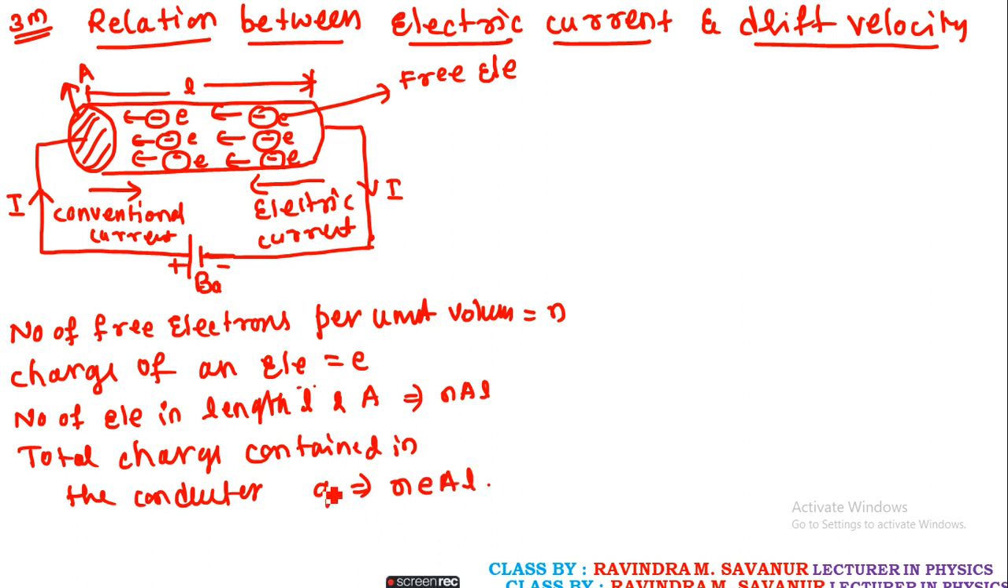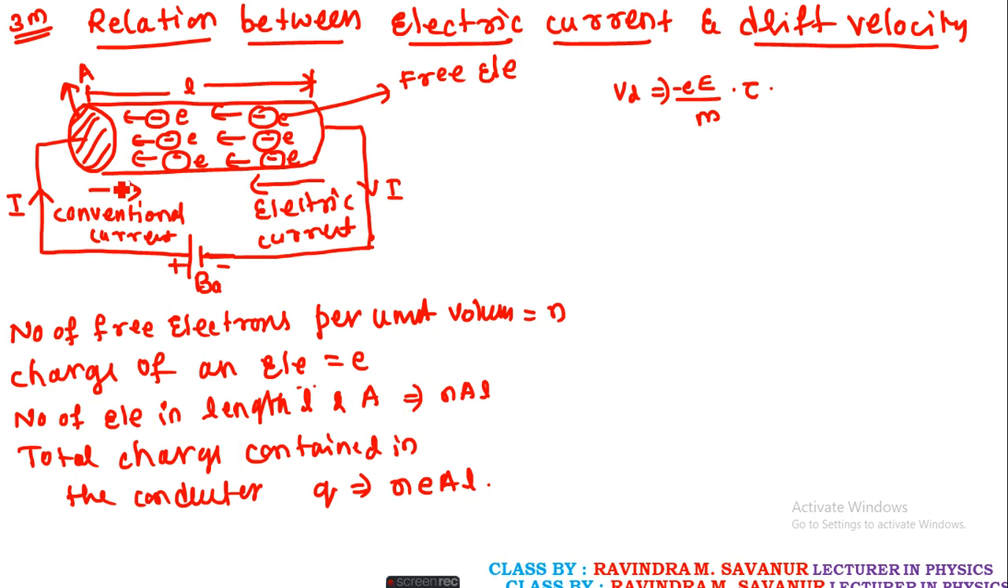What does this Q stand for? This is the total charge, which contains the number of free electrons in that unit area and unit length of the cross section. Hence, we already know that drift velocity is given by Vd equals to minus capital E, e, m into tau.